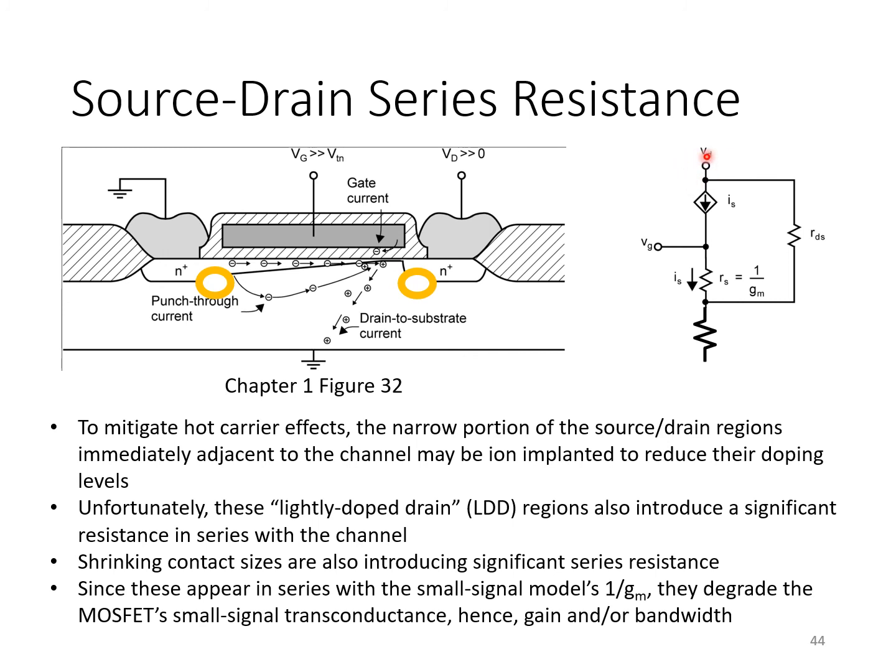You may also want to model one up here, but it's really in active mode, this one, that's likely to be more problematic. This extra series resistance due to the LDD basically shows up in series with, in the T model, our small signal 1 over GM resistor. So it effectively reduces the value of GM of the transistor.